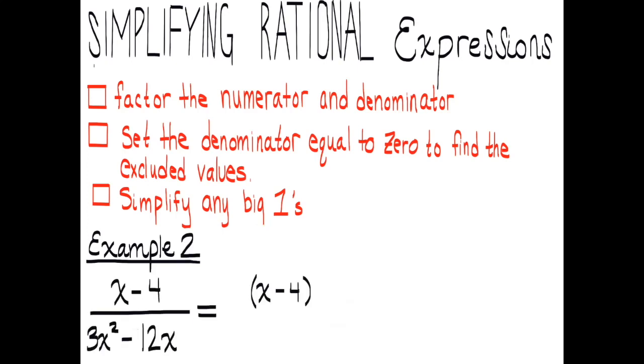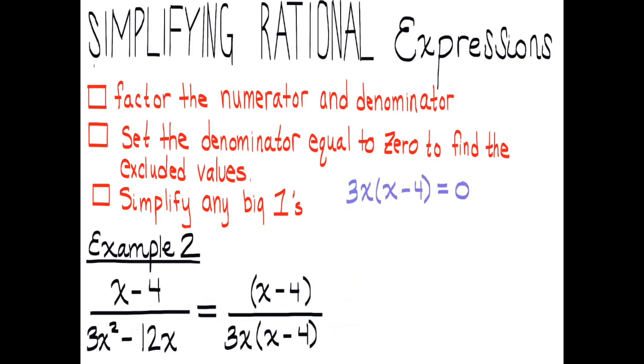Example 2, we have x minus 4 over 3x squared minus 12x. Now, don't forget to put parentheses around your x minus 4 so that you don't try and cancel things out that aren't allowed to be canceled. So we have x minus 4 over, and then you can factor out a 3x, which leaves you with 3x times x minus 4.